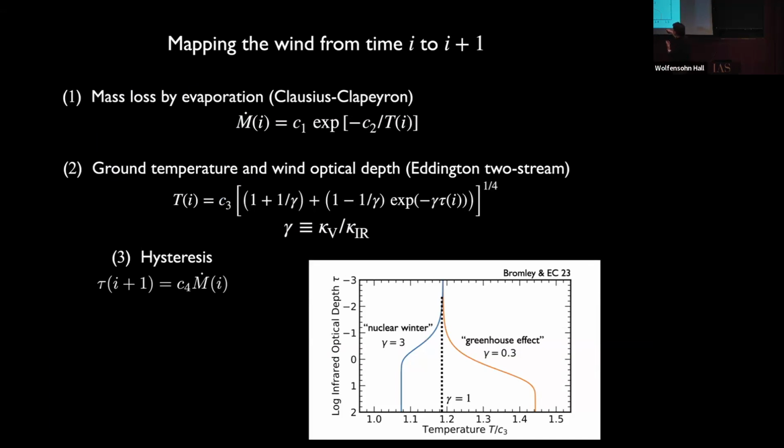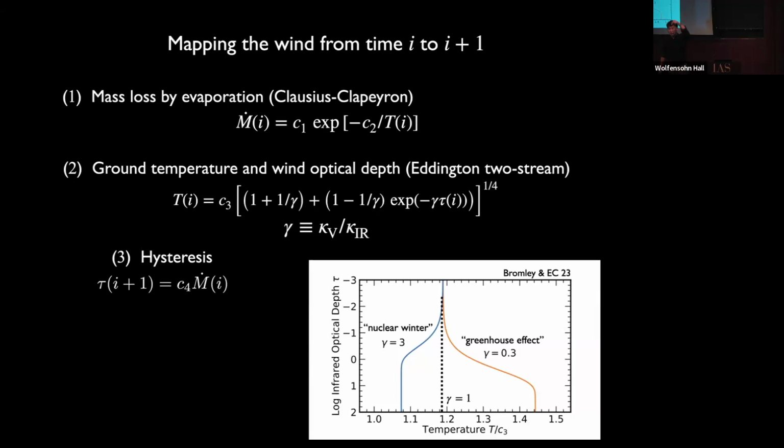The first says that the mass loss rate at some time i at the surface is exponentially sensitive to the surface temperature. That's just Clausius-Clapeyron, right? Because that's where the wind base is set by the saturation vapor pressure at the surface. Okay, the temperature at the surface depends upon the overlying optical depth, tau_i, of the overlying wind. And here we just use an Eddington two-stream solution, right? So whether the surface is colder than at altitude or hotter than at altitude depends on the ratio of opacities for these 2 streams.